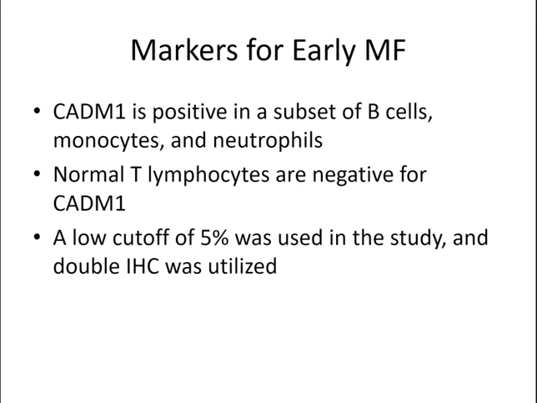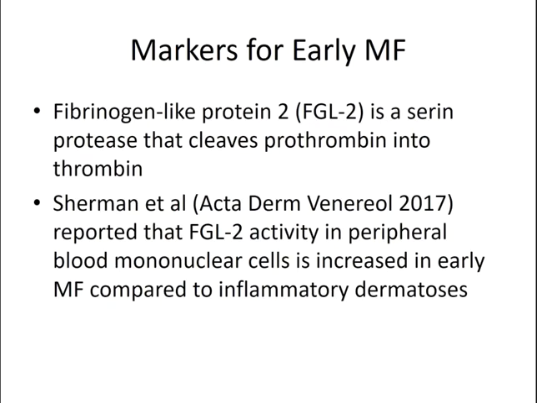And just going beyond the skin, because we are always trying to do something beyond, fibrinogen-like protein 2 is a blood marker. So we don't need skin anymore maybe for the new pathologists. This is a blood marker that's supposedly positive in MF and negative in inflammatory dermatitis. So we will see how it goes, but so far, look at your patient chart, talk to your clinician.